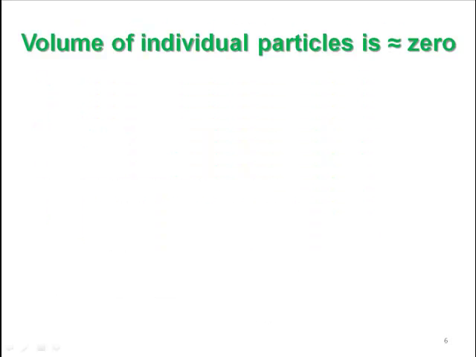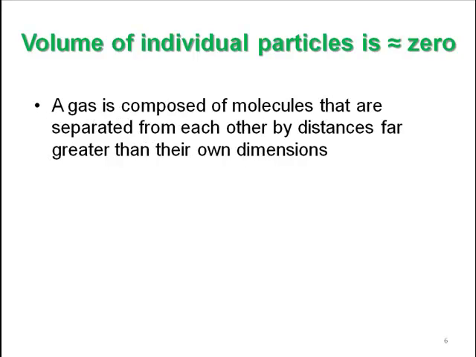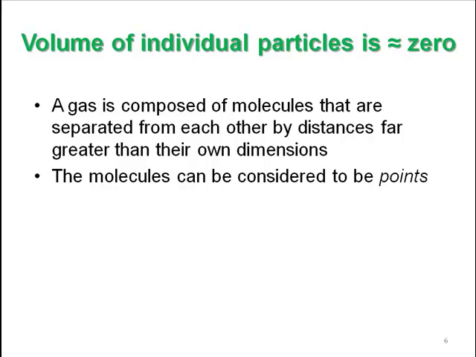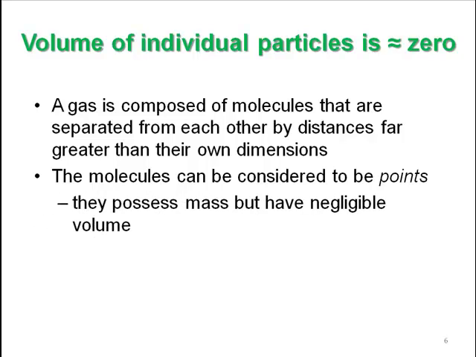Now, the volume of individual particles is 0. So this means a gas is composed of molecules that are separated from each other by distances far greater than their own dimensions. So this assumption says the distance between the particles is so much greater than their volume that their volume is negligible, approximately equal to 0. Is it actually 0? No, but it is negligible. The molecules can be considered to be points, so they don't have an actual size to them. They possess mass but have negligible volume.